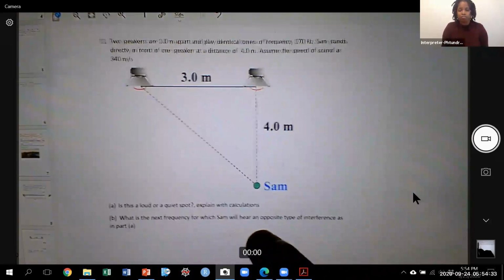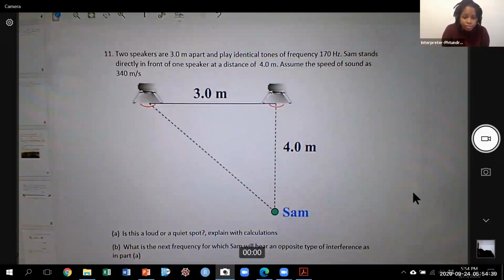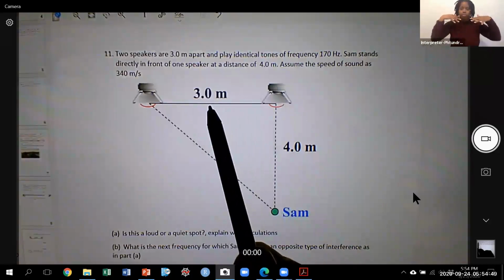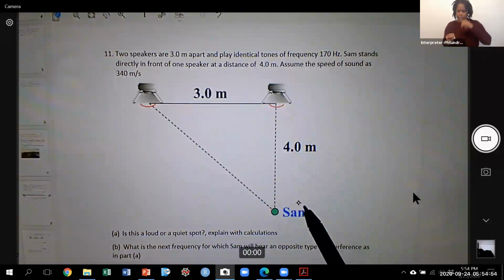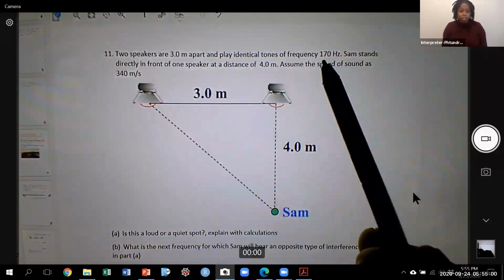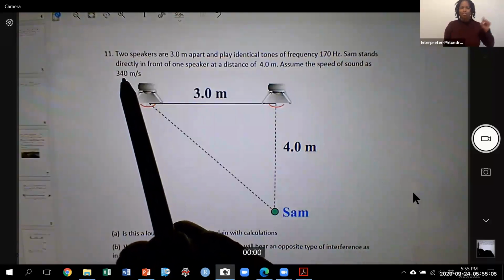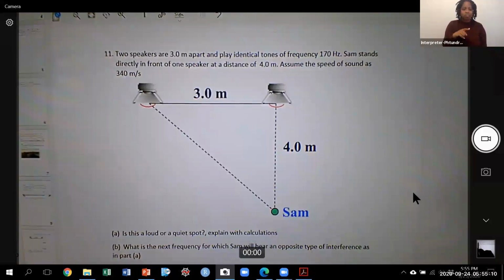one more like this again, with two speakers and some person standing here, laterally shifted. So here's the question. Two speakers are separated by 3 meters, and Sam is standing 4 meters from the second speaker. These two speakers are driving at 170 hertz frequency. And the speed of sound, it says to use 340. It will be slightly different for different problems; ideally, it's 343.